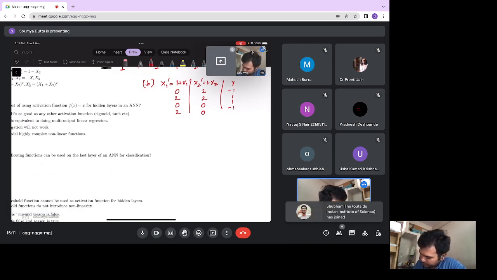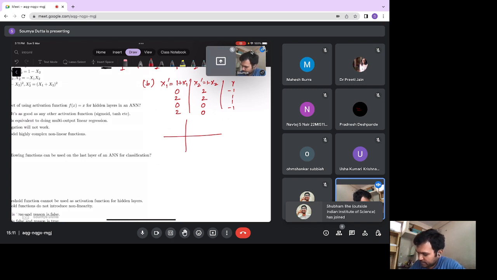Now let's just plot them and see where the 4 points are. So one is at 0 comma 2, so somewhere here. This is the x2 hat axis, and this is the x1 hat axis. The first point is 0 comma 2, so it will be here. The second point is 2 comma 2, so that is here. The third point is 0 comma 0, so that is here, and the last point is 2 comma 0, so it is here. So there are two sides of the square.